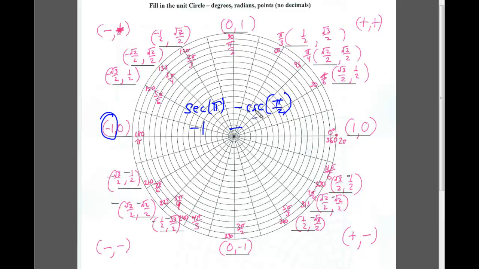So what we're going to do is take our sine at our pi over 2 mark right there. Sine is our y value there, and we're going to flip that on its head, so 1 over 1 is just 1, and so our answer here, negative 1 minus 1, is negative 2.